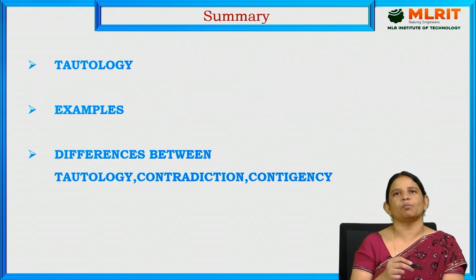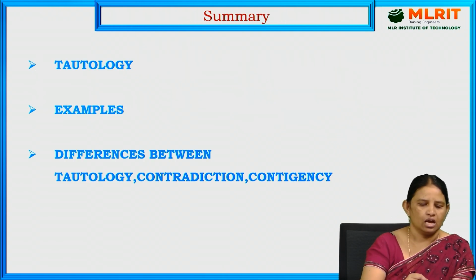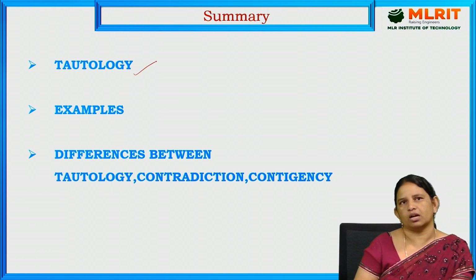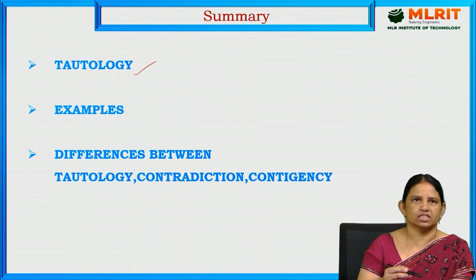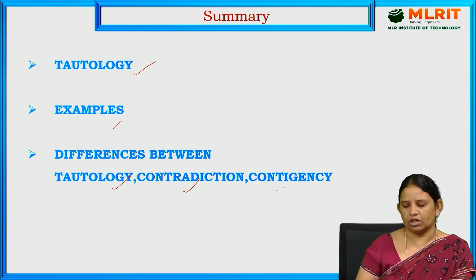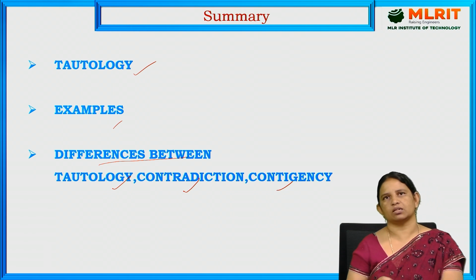So, the summary of this lecture is we discussed what is meant by tautology. What is the definition of tautology, and also we discussed some examples of whether it is a tautology or not. Then also we discussed what is meant by tautology, contradiction and contingency. The differences of these three concepts are discussed now.